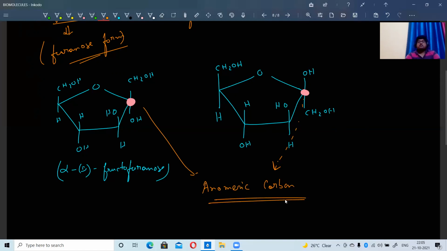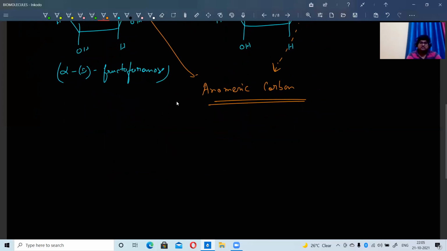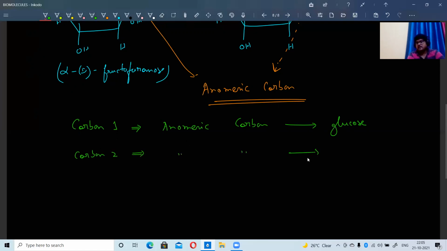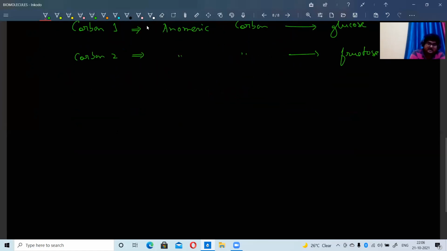Now carbon number 1 for glucose is the anomeric carbon. Now carbon 2 is the anomeric carbon for fructose. Okay, is it clear? Any doubt? Glucose and fructose stuff clear? Now we are moving to the next part.